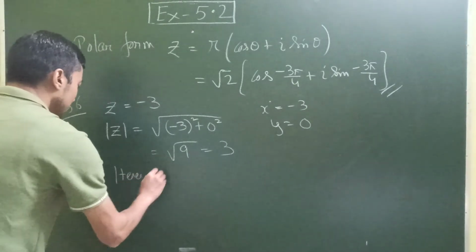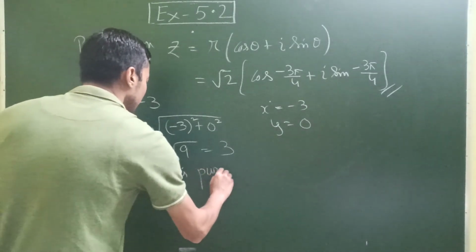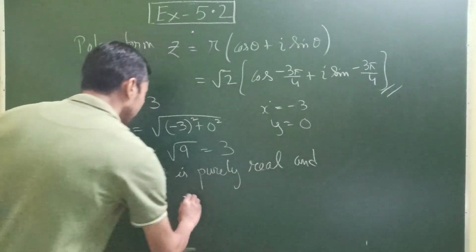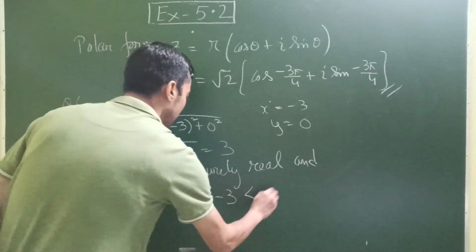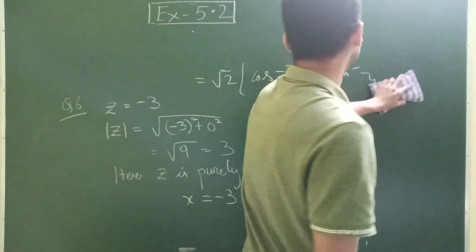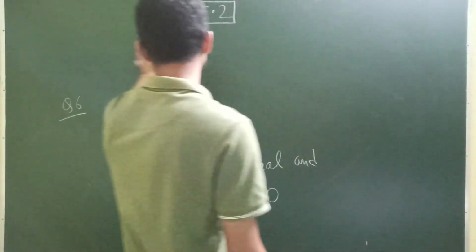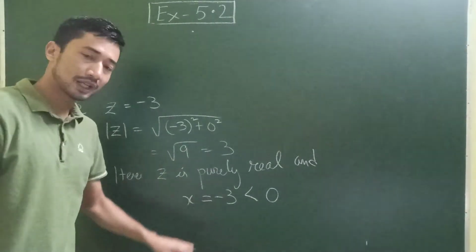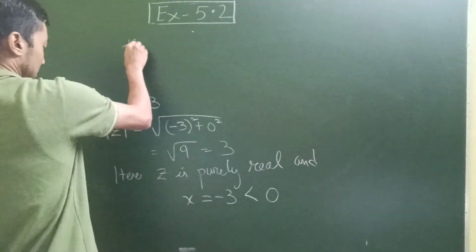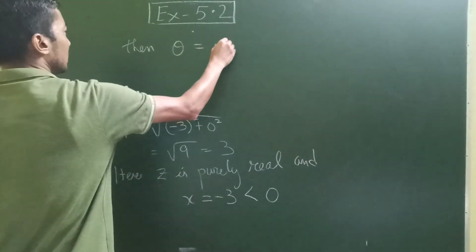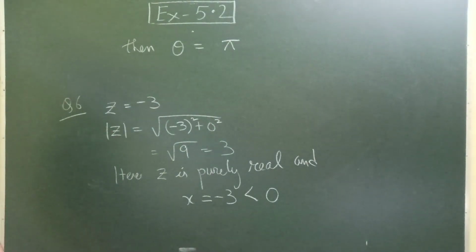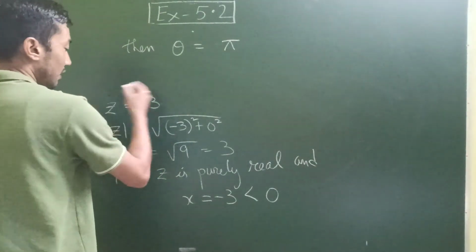Now, here, what happens is z is purely real, and the value of x is minus 3, which is actually less than 0. So if you check the previous notes, I've given you the tricks on how to do it quickly. That is, if x is equal to minus 3, which is less than 0, for a purely real complex number, then in that case, what should be our theta? I think our theta was expected to be pi, isn't it? So that's how we get the value of the argument directly.